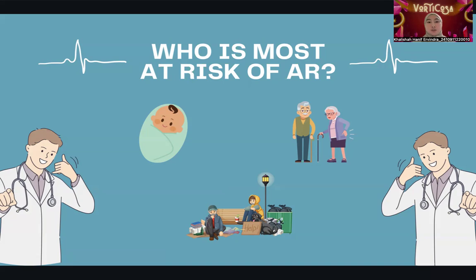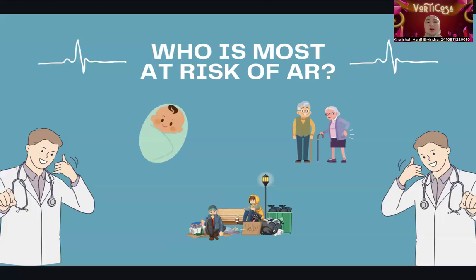Second is adults over age 65. As people age, their immune system naturally weakens, making it harder to fight off infections. Older adults are more likely to develop infections such as urinary tract infections, pneumonia, or skin infections, leading to frequent antibiotic prescriptions. Many older adults have chronic conditions like diabetes, chronic obstructive pulmonary disease, or heart disease that make them more susceptible to infections.